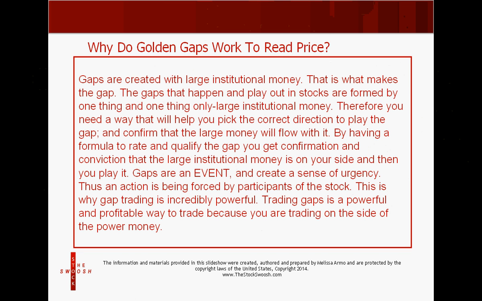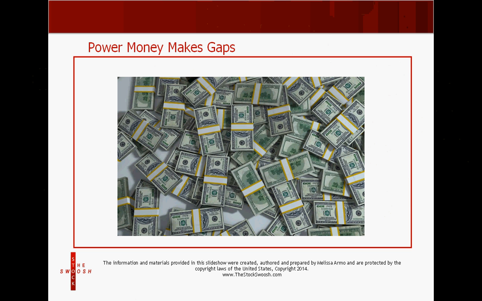And that's what's going to happen in the market too, by the way, when the market goes over the high. But anyways, getting back to this, thus an action is being forced by participants of the stock. This is why gap trading is incredibly powerful. And that's why you make a lot of money doing it. Whether you do it for 5 minutes or 45 minutes, it's powerful. Trading gaps is a powerful and profitable way to trade because you're trading on the side of power and money. It's power money that makes gaps. It's millions and billions of dollars. It's not just a little bit of money.